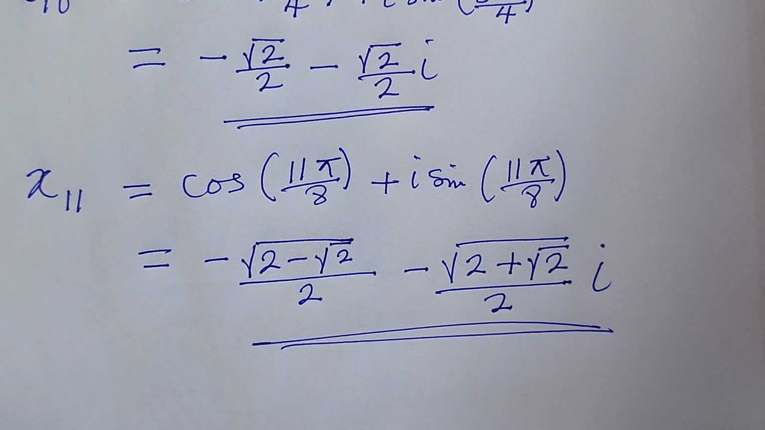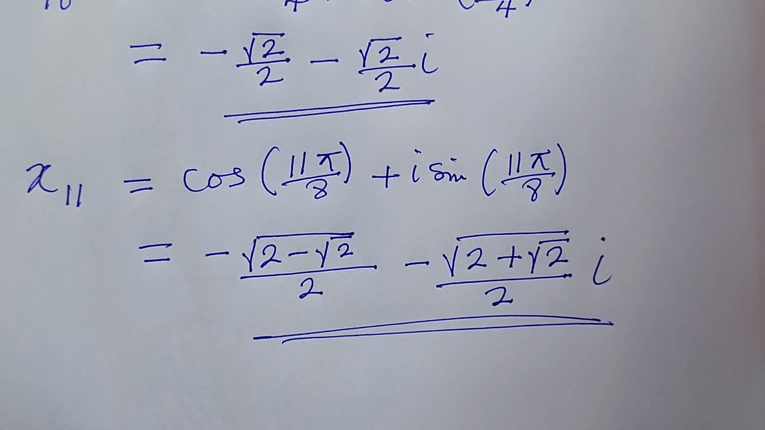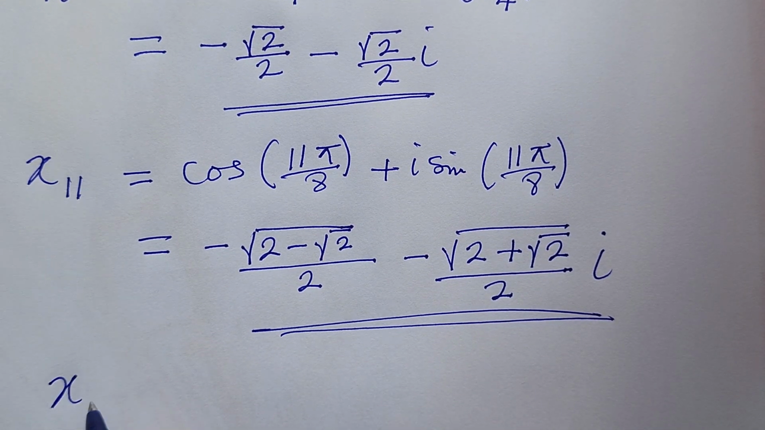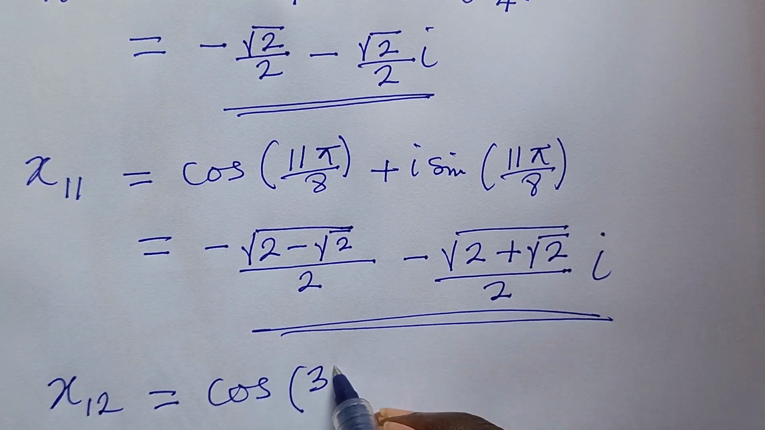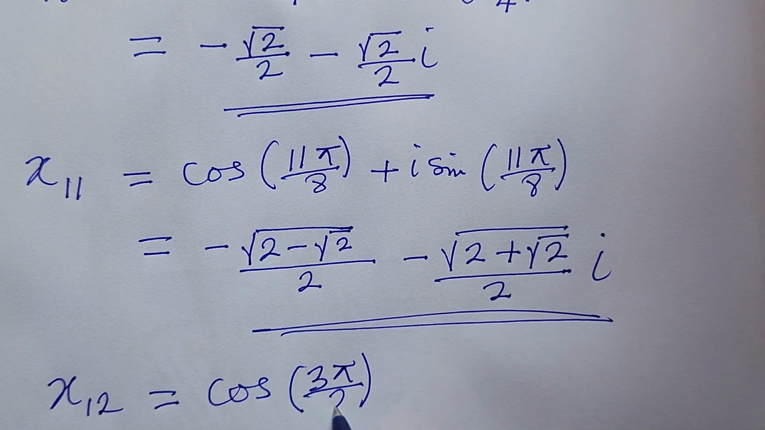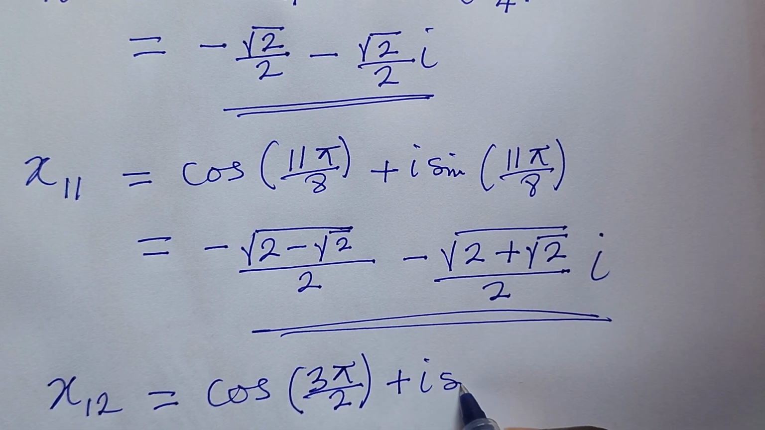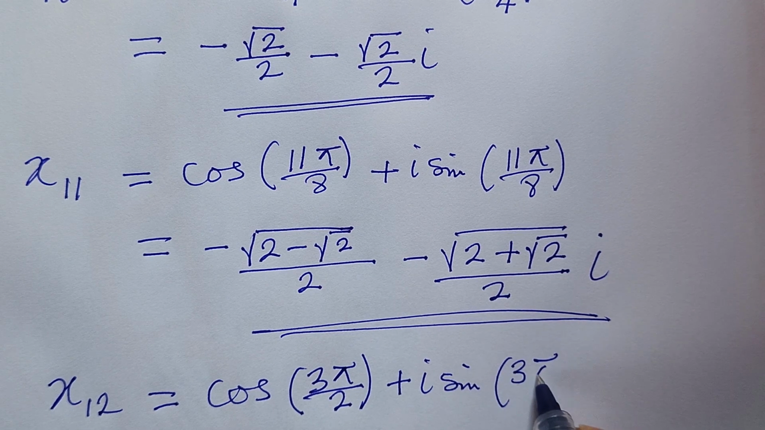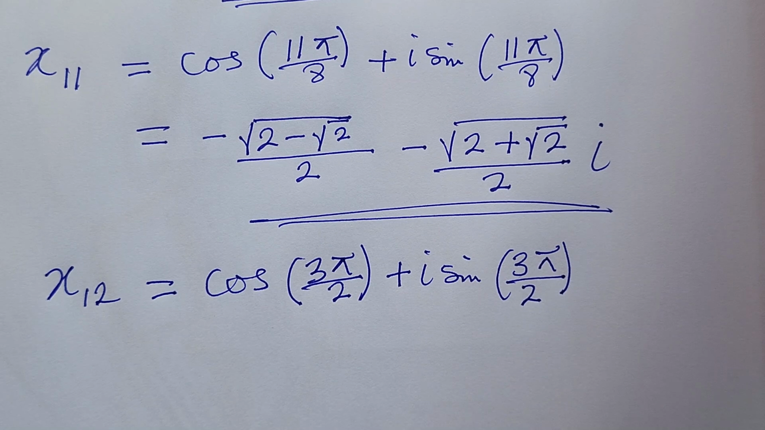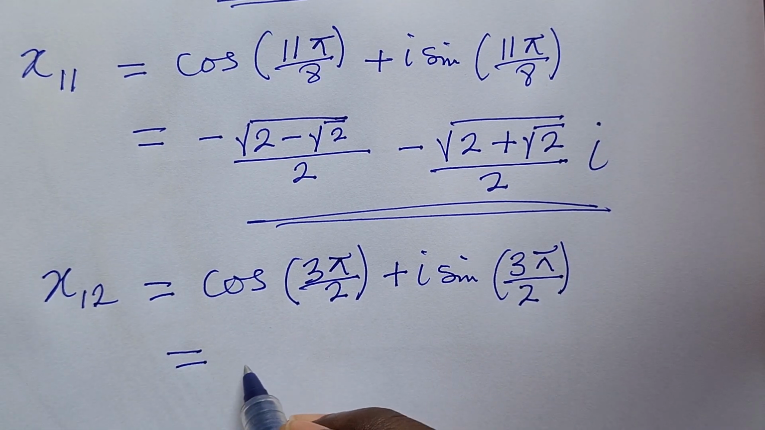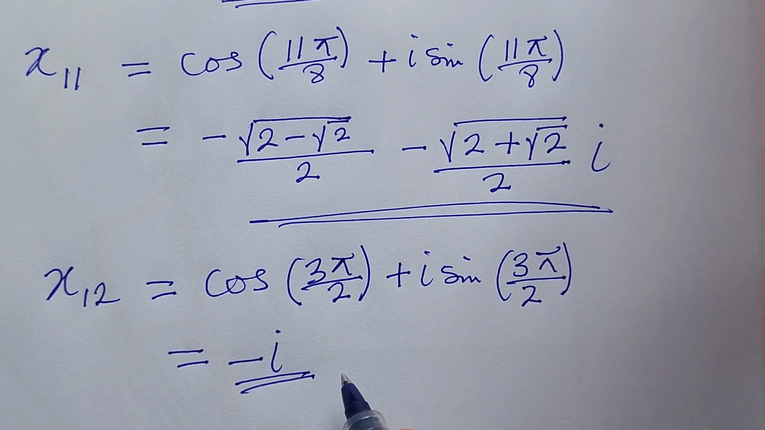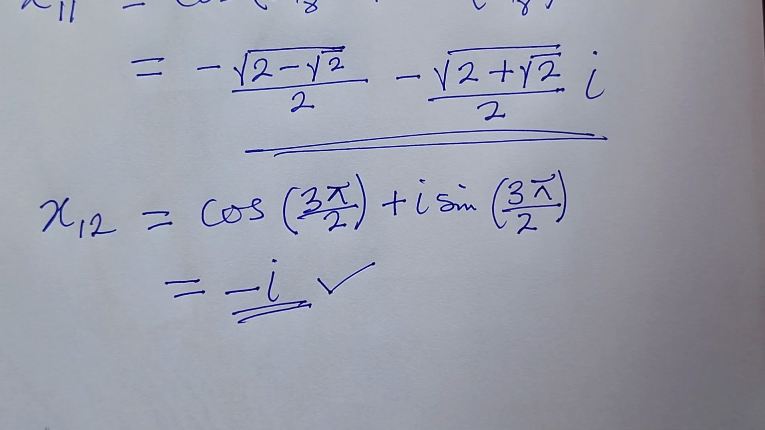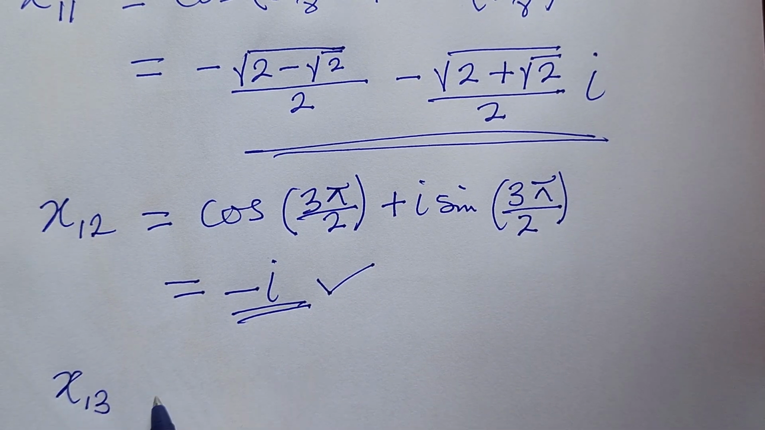So let's look for the 13th root, which is x12, right? Our x12 will now be equal to cos(3π)/2 plus i sin(3π)/2. The numerical value to this will give us a very special root, which is minus iota.